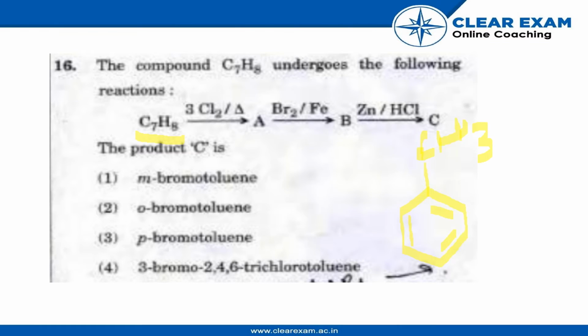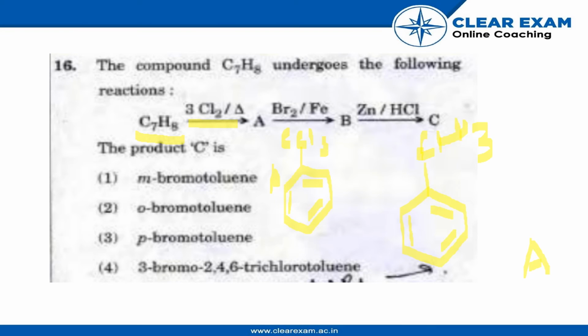When we react with Cl, it forms A. So A will look like this, let me draw over here. It's basically CCl3, and the double bonds are in between over here, here, and here. So that is A.